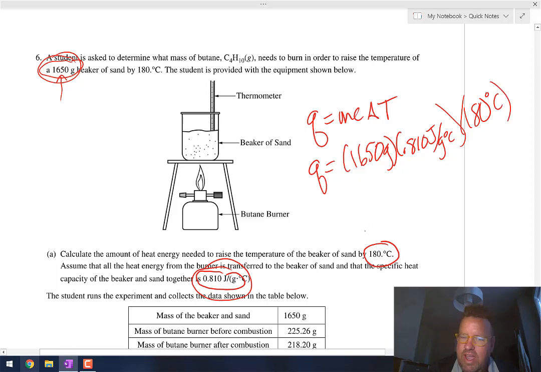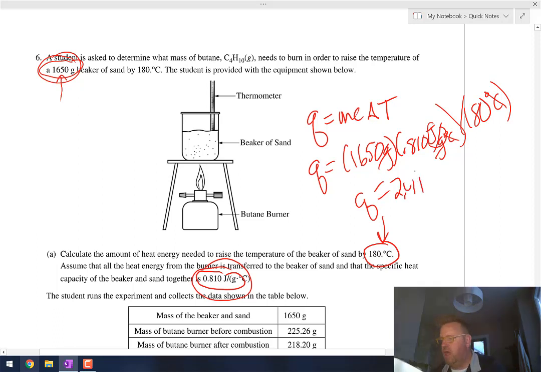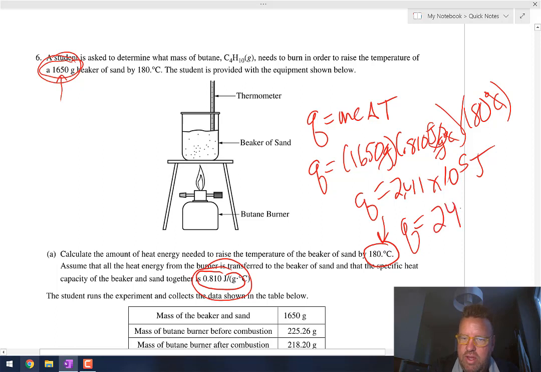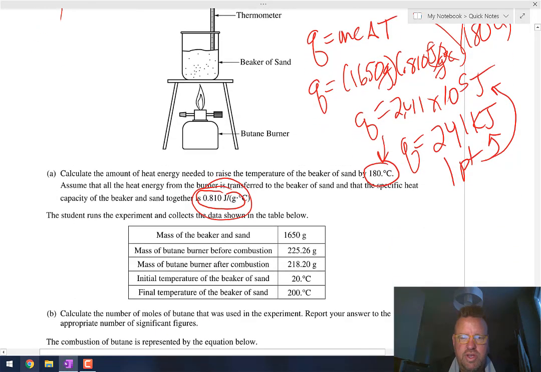Remember, in this case, the temperature change, it doesn't matter if it's Celsius or Kelvin. In both cases, the temperature change is going to be the same. So the grams cancel, the Celsius cancel. We're just left with joules, and Q is equal to 2.41 times 10 to the 5th joules. Or you certainly could put that into kilojoules as well. It'd be 241 kilojoules. Either of those answers would have been accepted, and that is just a 1-point response for either having joules or kilojoules there.